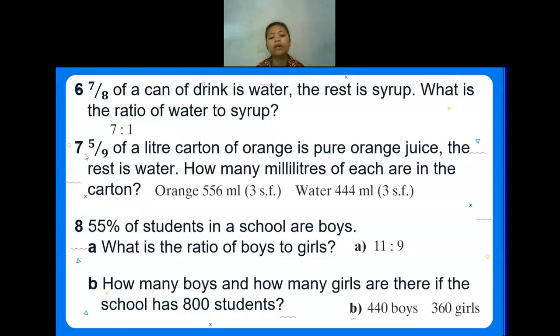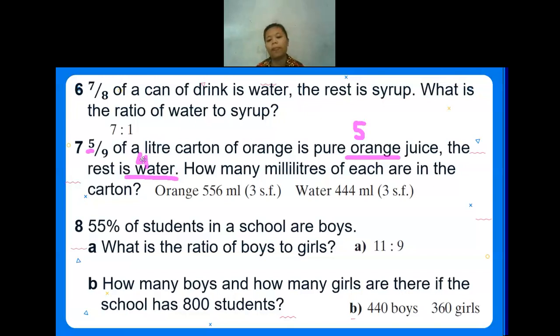For question 7, the ratio is 5/9. And this is 5/9 of a liter carton of orange that is pure orange juice. The rest is water. So for the orange and water, the total will be equal to 9. The orange, we take for the numerator, so the orange will be 5. And then the rest, because the total is 9, is 4. The water is 4. So the ratio for orange to water is 5 to 4.